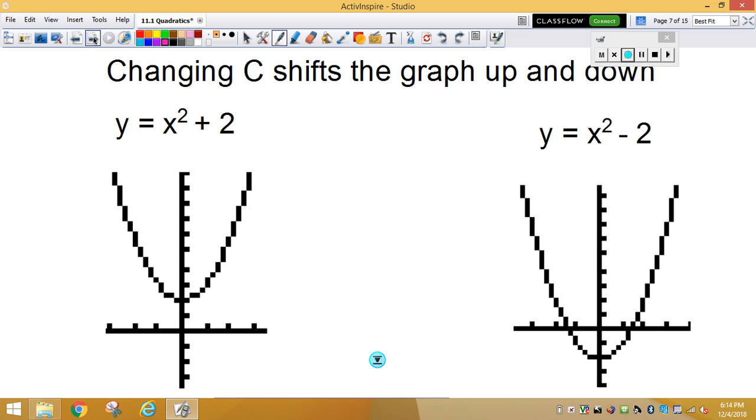Alright, next up, C. C is the number at the end, and it's going to shift it up or down. So, this one you can see is at positive 2, right here. This one is at negative 2, down here.